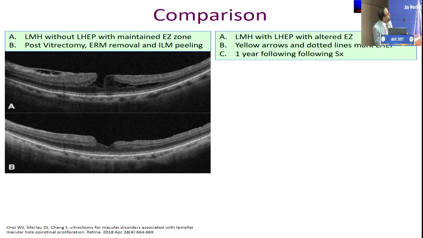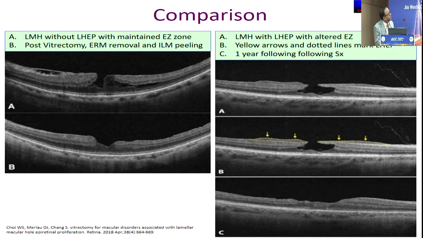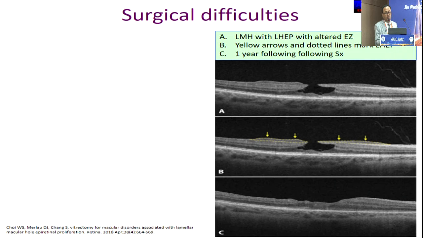In this patient, you can see there is no photoreceptor defect. This is a typical tractional ERM. Compared to this, on the left side, you can see a lamellar hole epiretinal proliferation with significant inner-retinal and photoreceptor defects, and even after 1 year following surgery, the visual acuity was not significantly improved compared to a normal ERM.